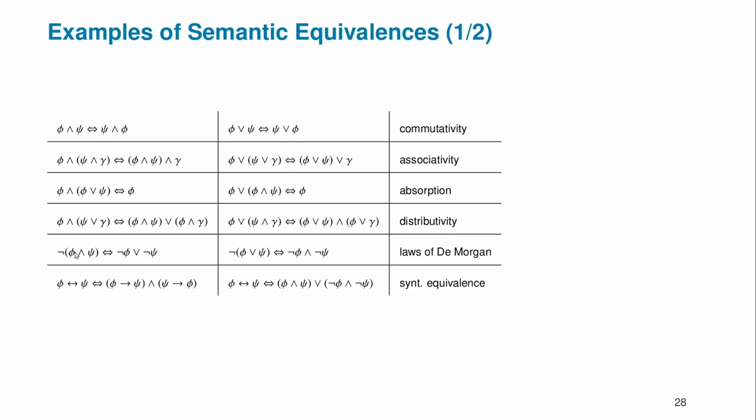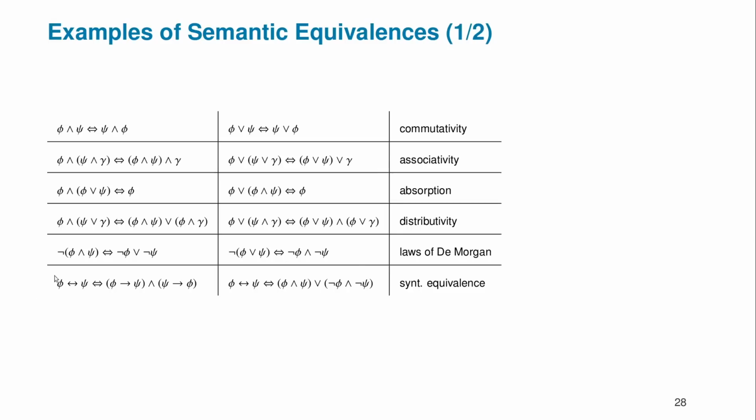Very important, the laws of De Morgan. If we have a formula not phi and psi, then this is the same as not phi or not psi. So we can shift the negation inside, and the Boolean operator flips, so the conjunction becomes a disjunction, and we have the dual version here. If we have not phi or psi, this is equivalent to not phi and not psi. And these are the laws of De Morgan, and they play a very important role in order to transform a formula from an arbitrary structure into a CNF formula.